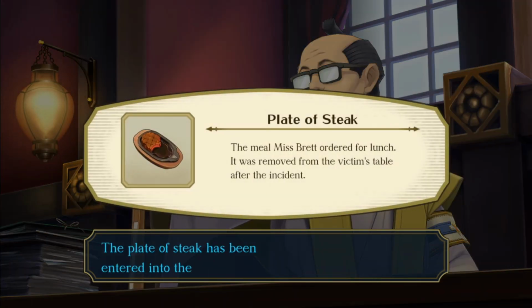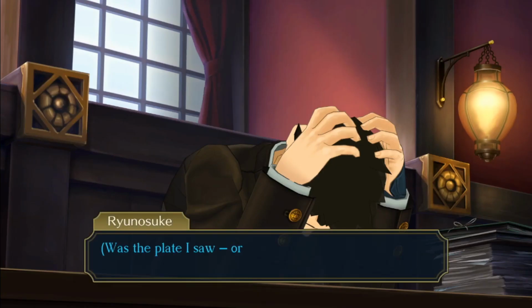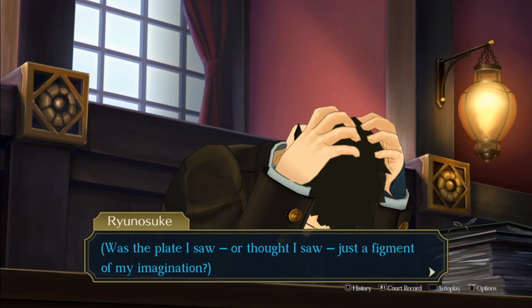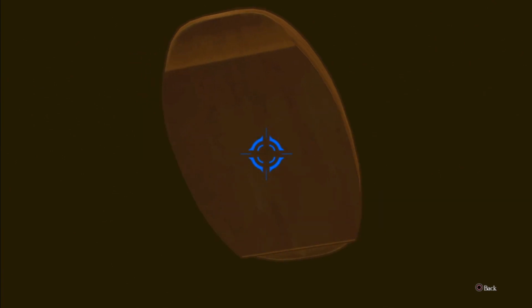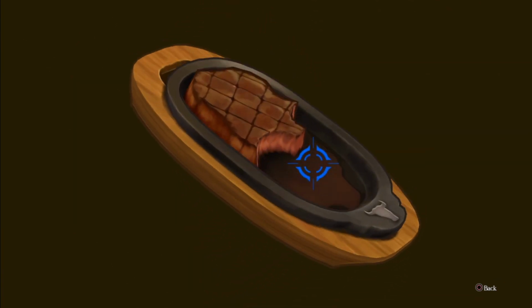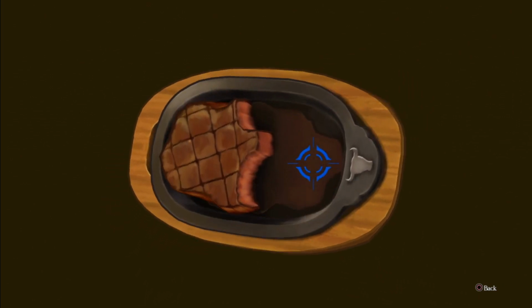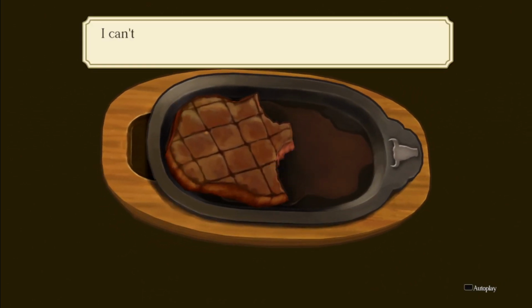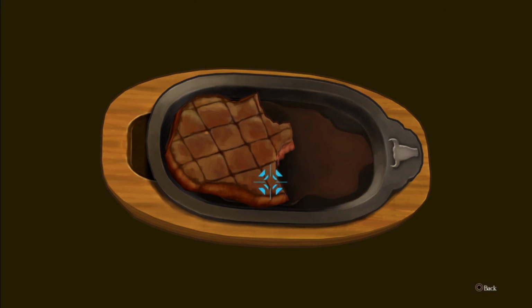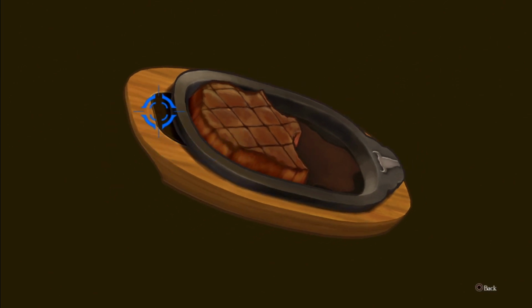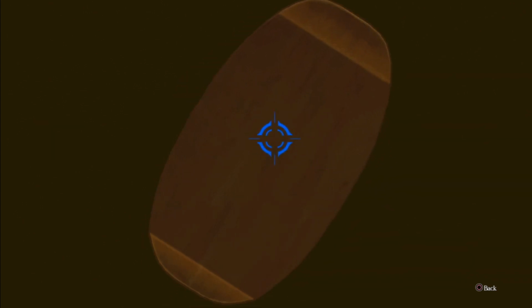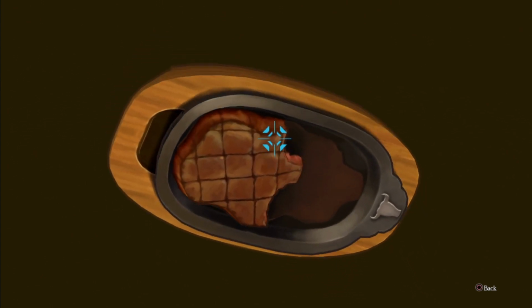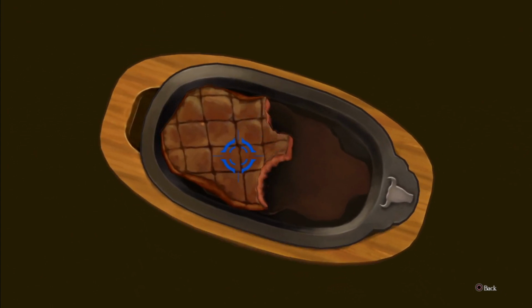If the sorry-looking accused wishes to examine it again, be my guest. The plate of steak has been entered into the court record. Okay. Can we look at it? Was the plate I saw or thought I saw just a figment of my imagination? Let's see what's up with this. Nothing really stands out, but I do think the sauce is a little bit suspicious. We can look at the steak. Can we look at anything else? The emblem? Wait a sec. Okay, no, the emblem is on the right side. Nothing out of place there. Let's look at the steak first.